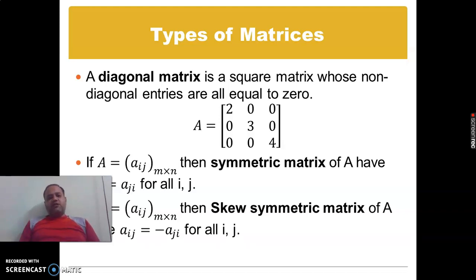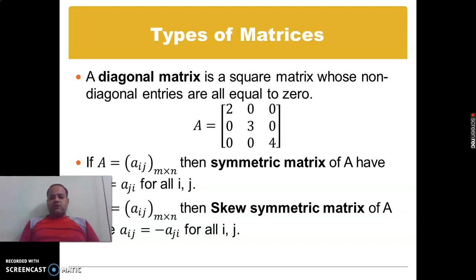So basically from the square matrix, a diagonal matrix is a square matrix whose non-diagonal entries are equal to 0. So here we see that capital A is a square matrix whose diagonal entries are 2, 3, 4 and non-zero. For equal non-zero diagonal entries, we construct another matrix known as a scalar matrix, which we will see in the next slide.